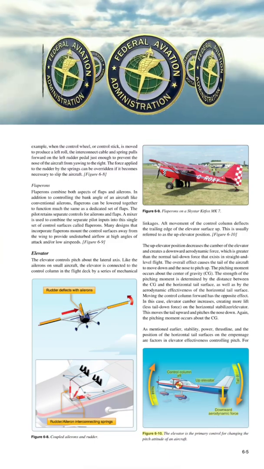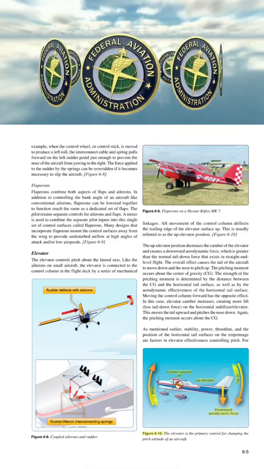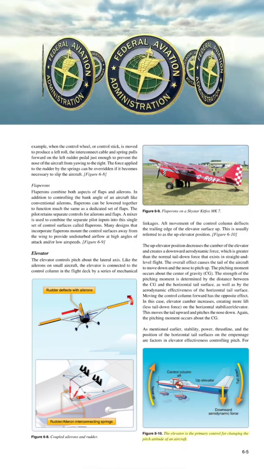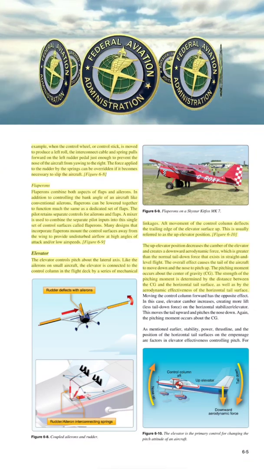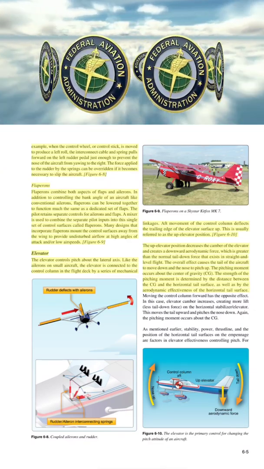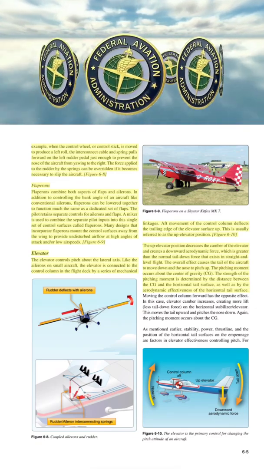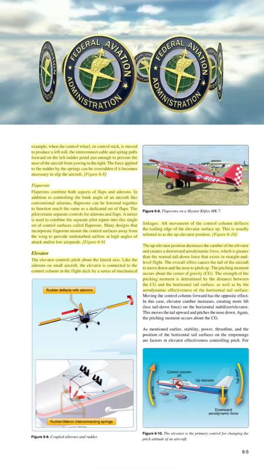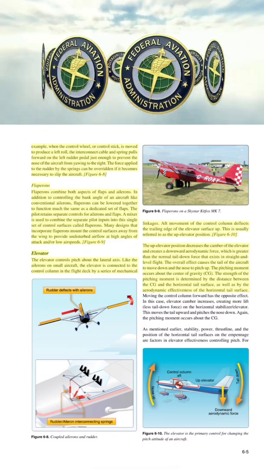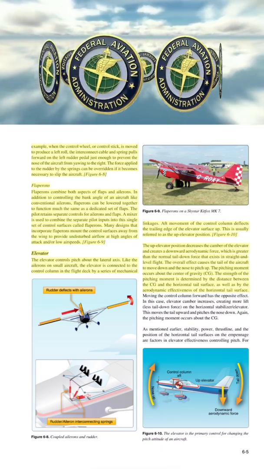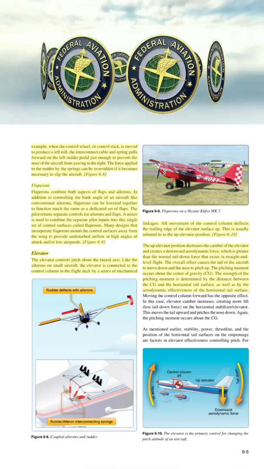Nose up, tail down, control column aft, up elevator, downward aerodynamic force, CG. Figure 6-10. The elevator is the primary control for changing the pitch attitude of an aircraft. Example, when the control wheel or control stick is moved to produce a left roll, the interconnect cable and spring pulls forward on the left rudder pedal just enough to prevent the nose of the aircraft from yawing to the right. The force applied to the rudder by the springs can be overridden if it becomes necessary to slip the aircraft.